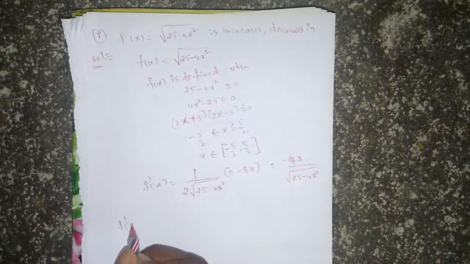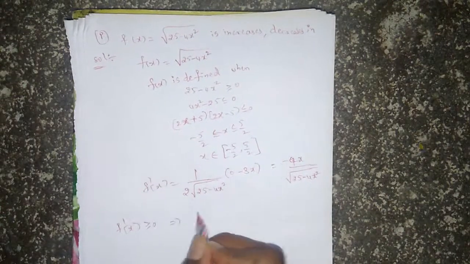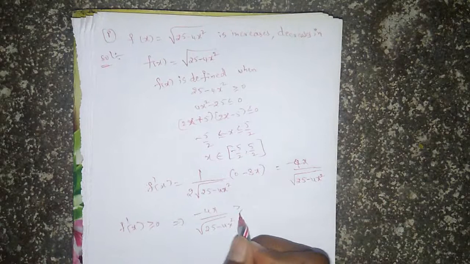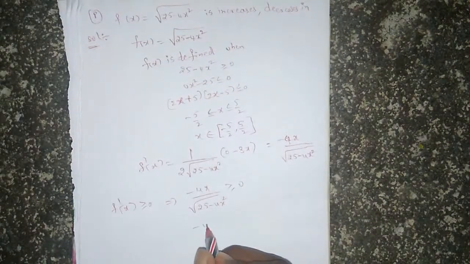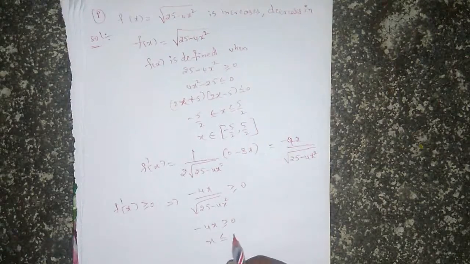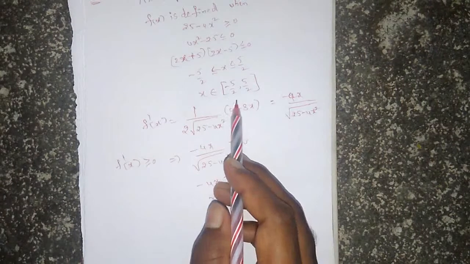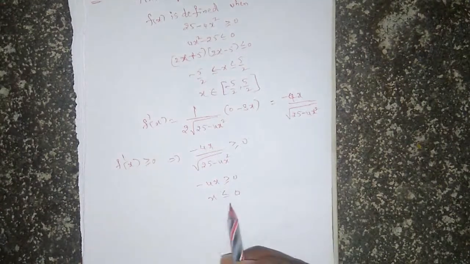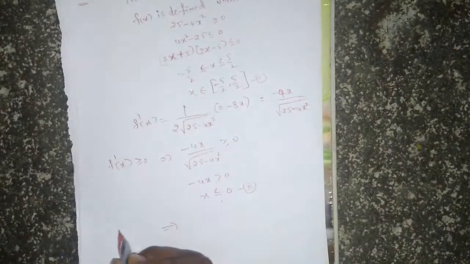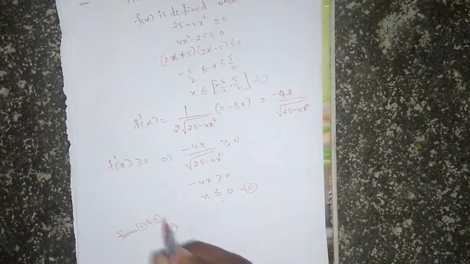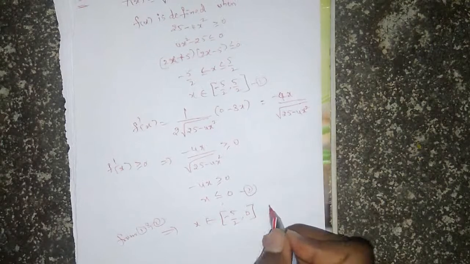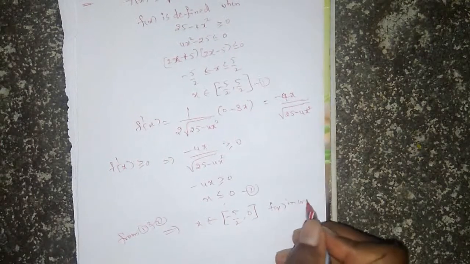Now f dash of x greater than or equal to 0 implies minus 4x by root of 25 minus 4x square greater than or equal to 0. Your denominator is always positive, implies minus 4x greater than or equal to 0. You remove minus, the inequality will change as x less than or equal to 0. But we already have the interval x belongs to only these values, and we have x less than or equal to 0. Therefore from 1 and 2, x belongs to minus 5 by 2 to 0, in which f of x increases.